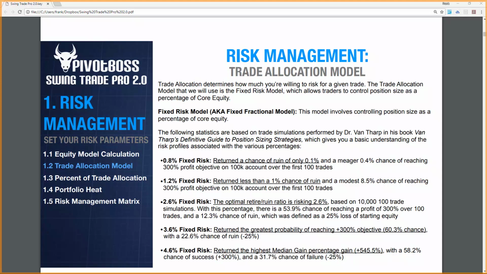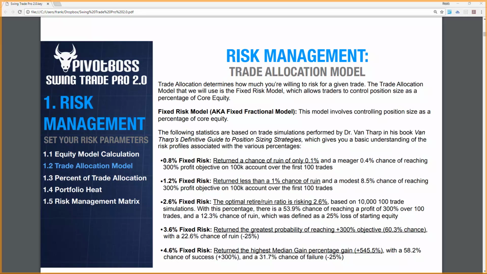So, for example, 1% is a very standard approach, but 0.8% right here. So basically, 0.8% returned a chance of ruin of only 0.1%. Chance of ruin for that study was a 20% loss of starting equity. That would be a ruin, I believe they used in that case. So you had a very small chance of ruin to go down 20% of your account on a 100K account after your first 100 trades using 0.8% fixed risk.